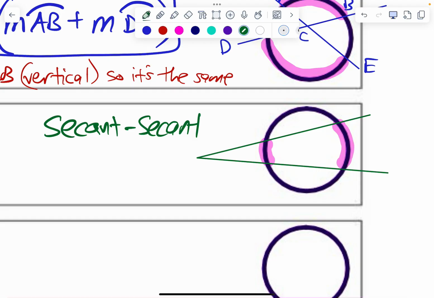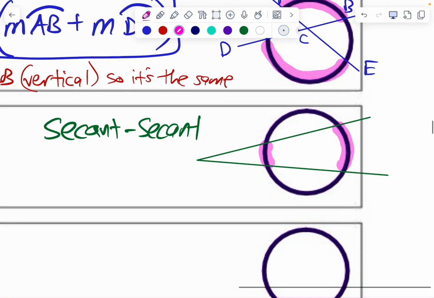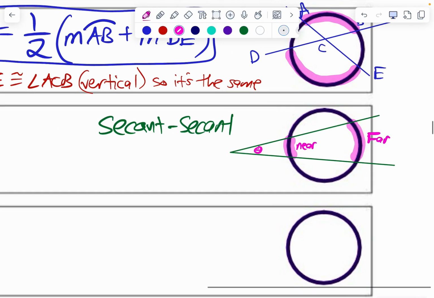For each of these, here's the terminology I want you to use. We're going to call this from the angle. This is the farther angle or farther arc, and this is the near arc for theta. Do you see what I mean by near and far? Like one's closer to the angle. Okay, next one.